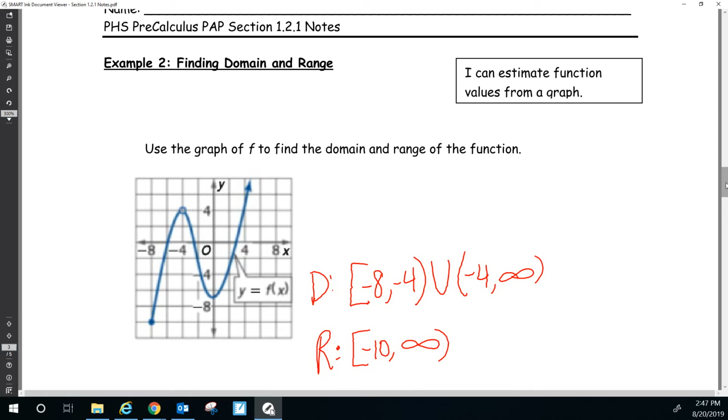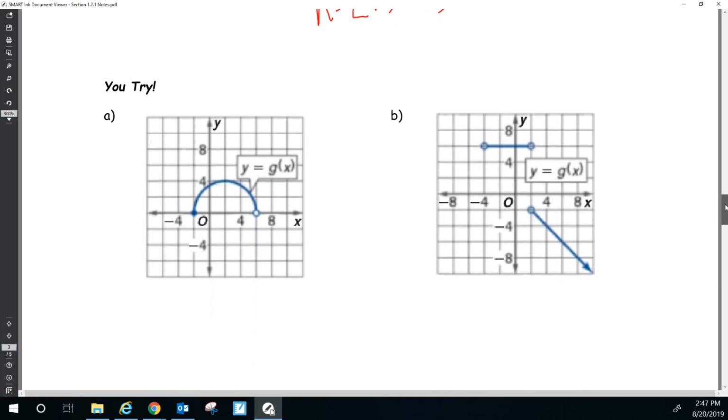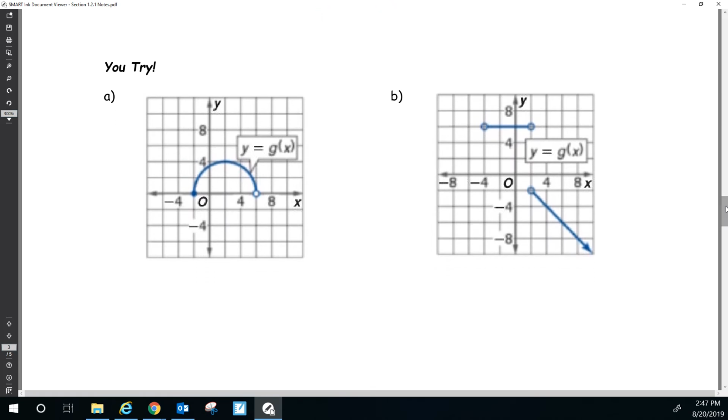And we have 2 you tries. This was such a review topic. I'm just going to go ahead and let you pause your video here. Find the domain and range for both A and B. When you're ready, come back and check to see if you got it right. All right, hopefully you actually did pause that video.